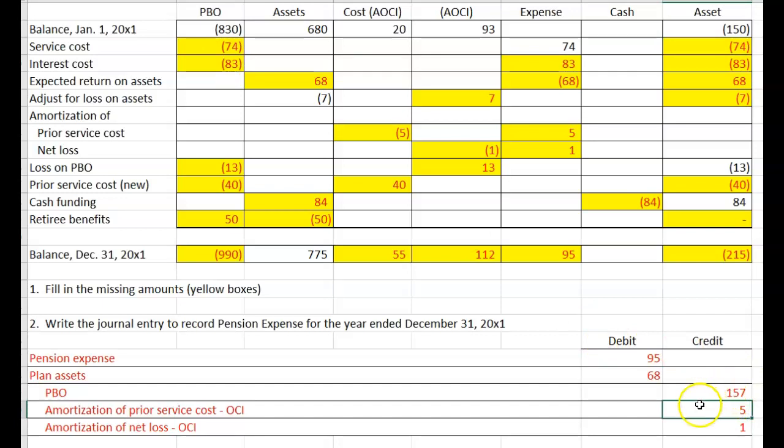Then we need to debit amortization of prior service costs, OCI, credit for $5 million, and credit amortization of net loss, OCI, of $1 million. That is the $5 million reduction of the prior service costs and the $1 million reduction in the net loss, which is the amortization of each of those accounts.